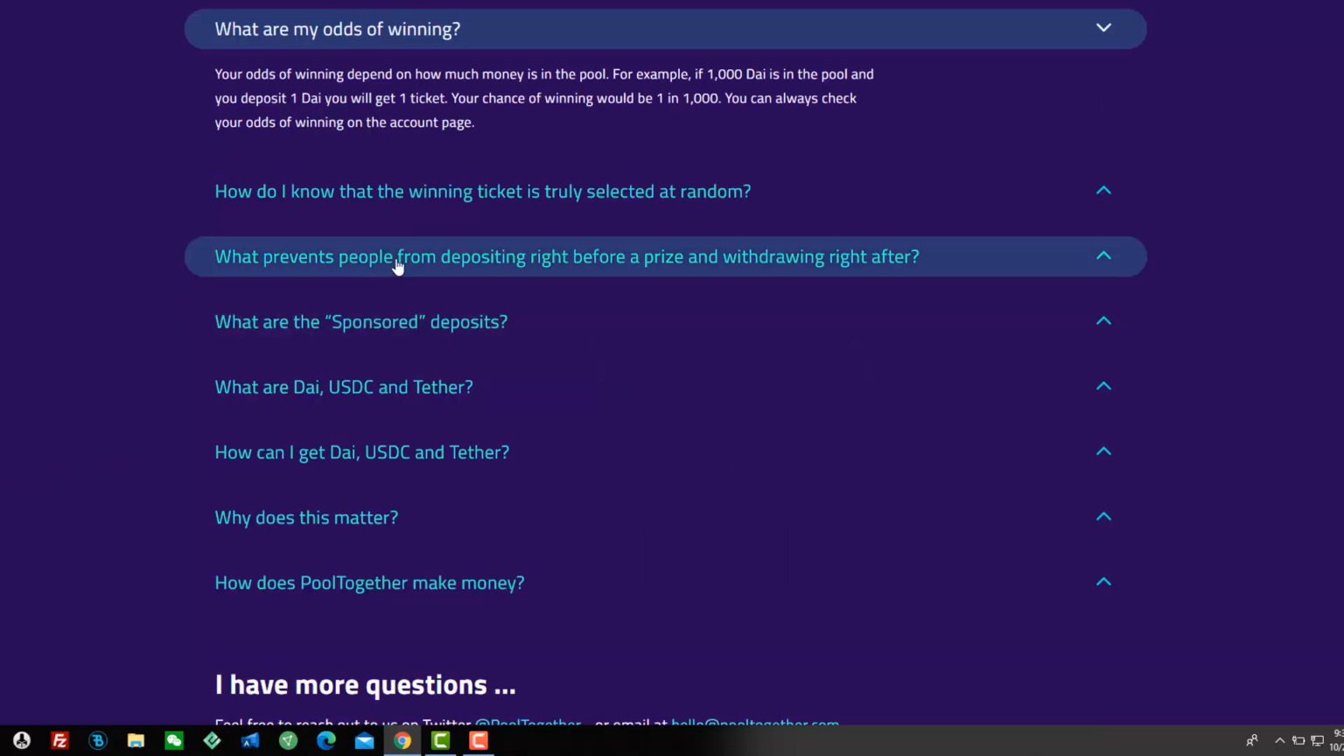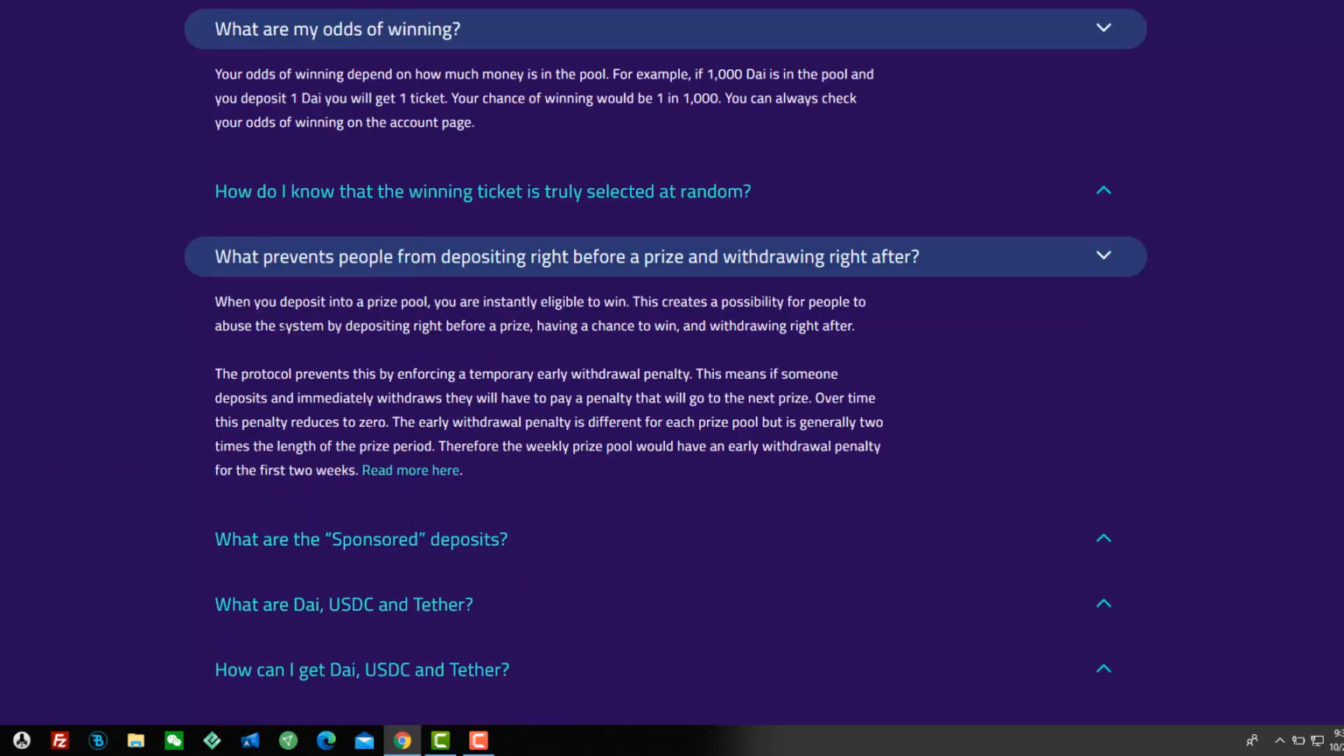Okay. What prevents people from depositing right before a prize and then withdrawing right after? When you deposit into a pool prize, you are instantly eligible to win. This creates a possibility for people to abuse the system by depositing right before a prize, having a chance to win, and withdrawing right after.